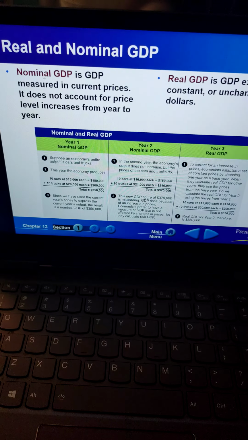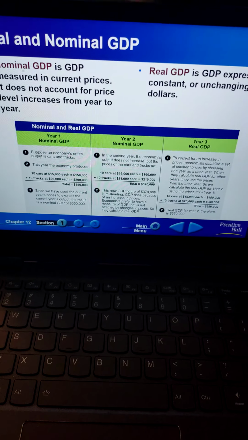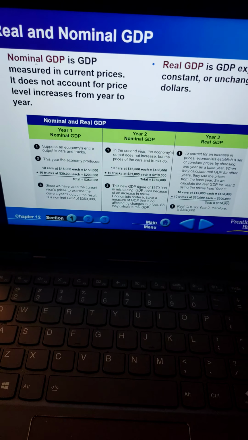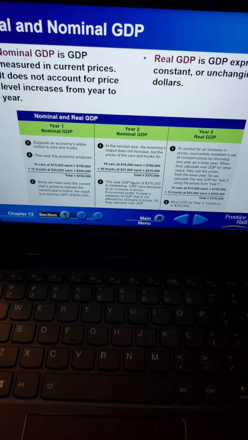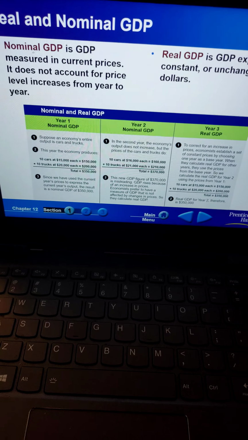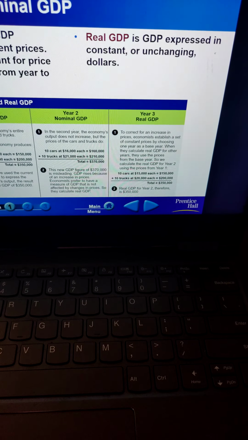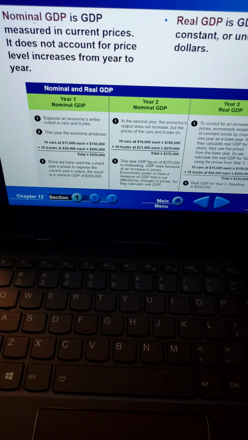So nominal GDP is a type of GDP measured in current prices. So it doesn't account for price level increases from year to year. So for example, you might calculate the nominal GDP of a car in 2020 based on the price of that same car in 2019. And then real GDP is GDP expressed in constant or unchanging dollars.